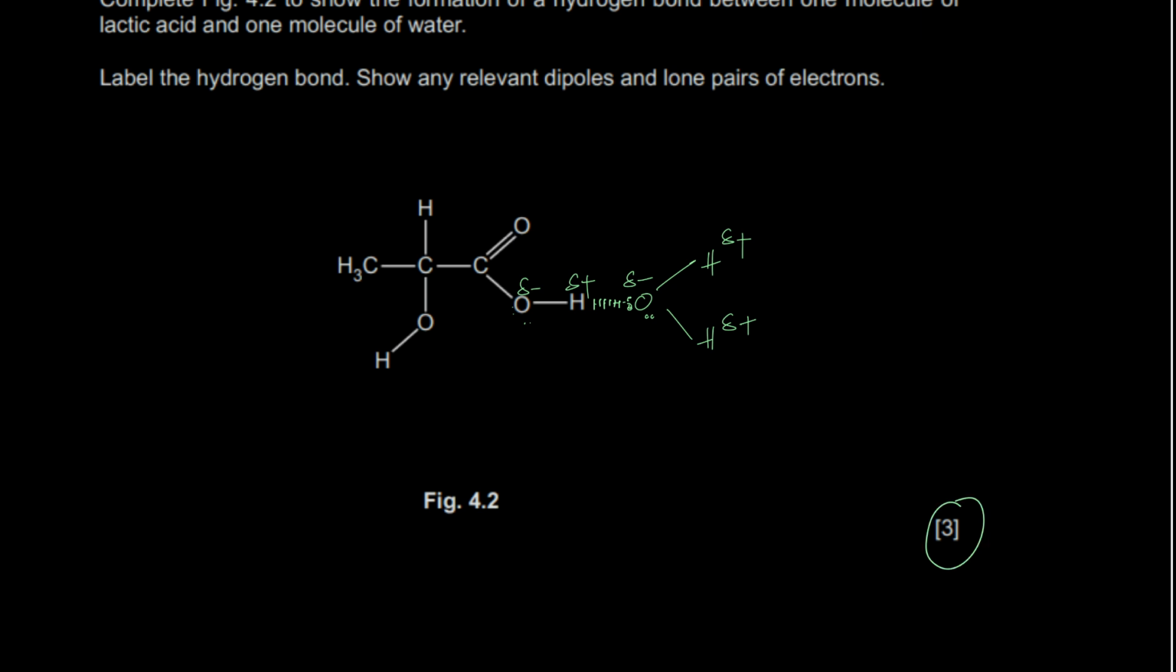3 marks. Do you know what these 3 marks are? For showing partial charges, for showing this bond, and for showing 180. That's it. This is what these 3 marks were for.